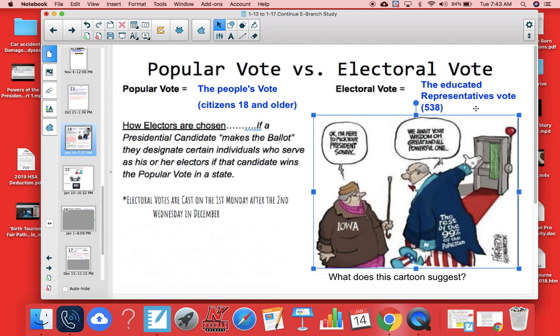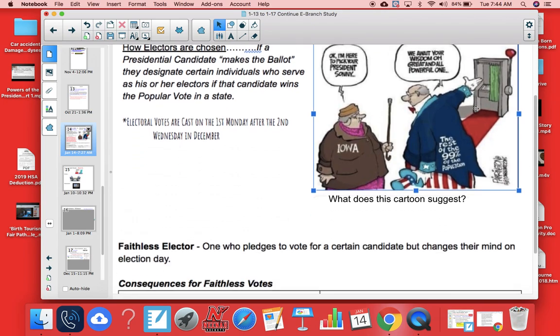These are the 538 people that make up all 50 states plus DC's electoral vote. These electors are pre-selected, all right? So if a presidential candidate makes the ballot, they designate or select certain individuals who serve as their electors if that candidate would win the popular vote in a state. So Donald Trump, if he's not impeached in 2020, he would be the Republican candidate on the ballot. He would have pre-selected people. Whoever wins the Democratic primary would also select his or her people as well.